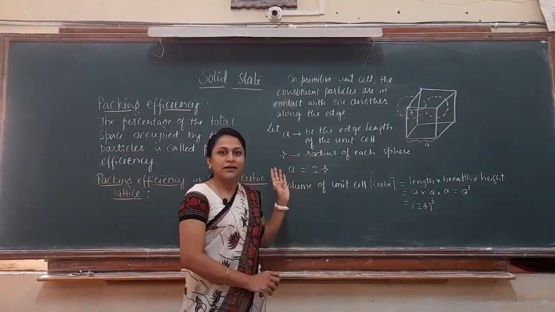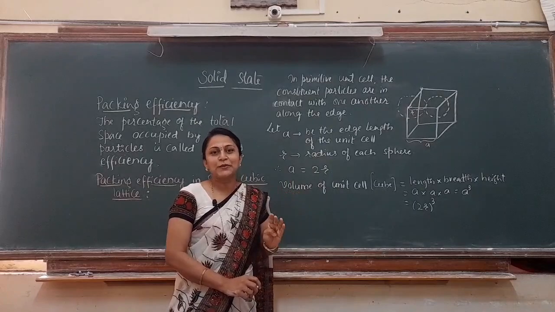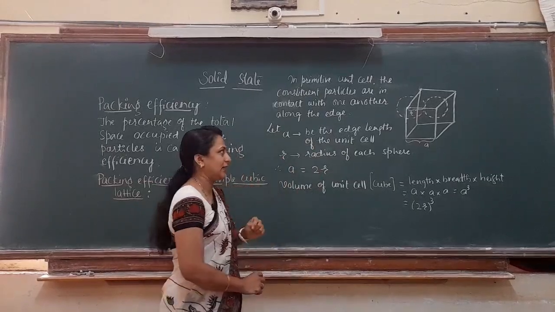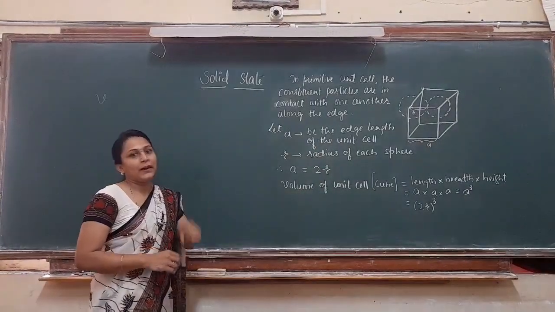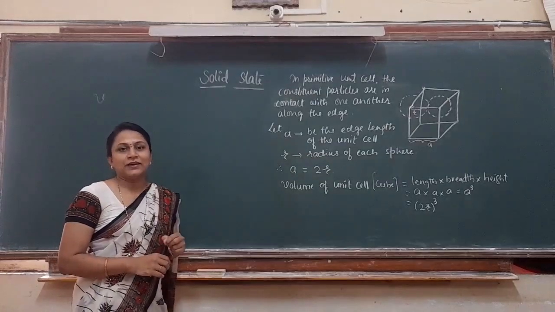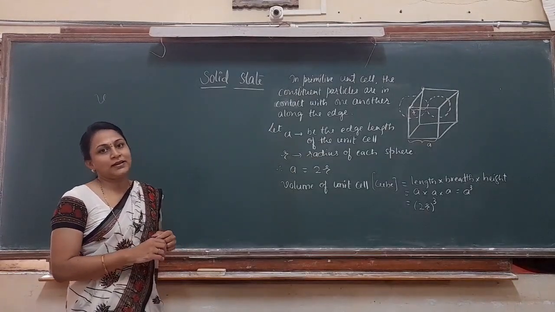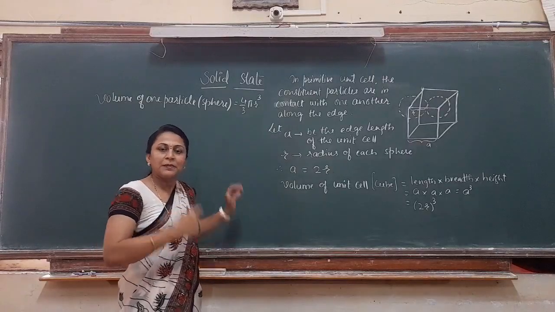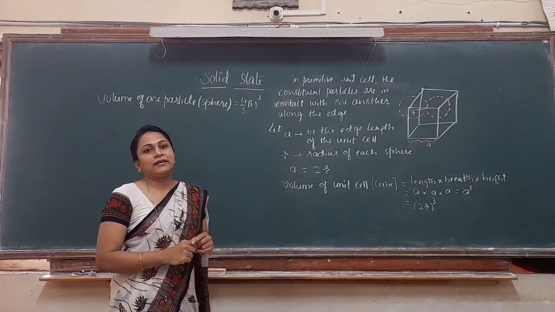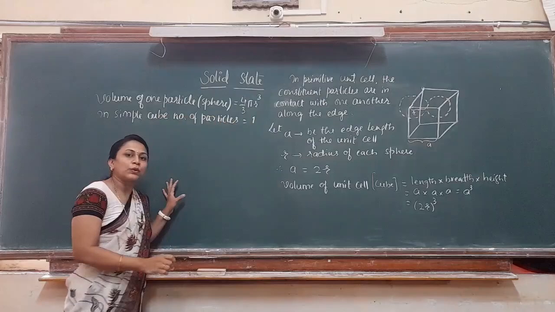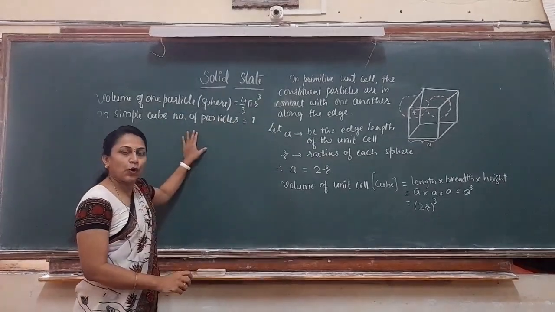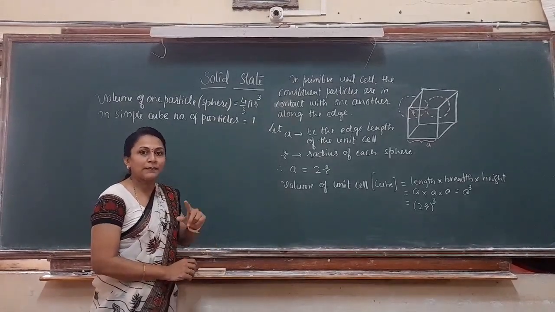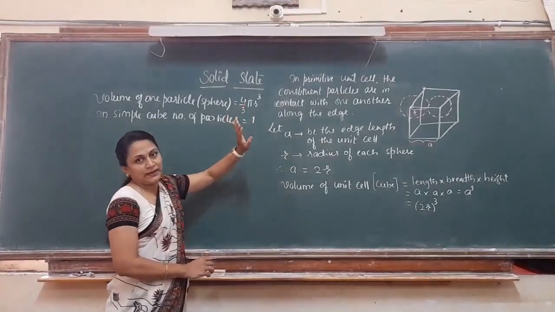Now, in a primitive unit cell or simple unit cell, the total number of particles is only one. The volume of one particle, here the particle is a sphere, so the volume of a sphere is 4 by 3 pi r cube. Therefore, the total volume occupied by the particles is 1 into 4 by 3 pi r cube.